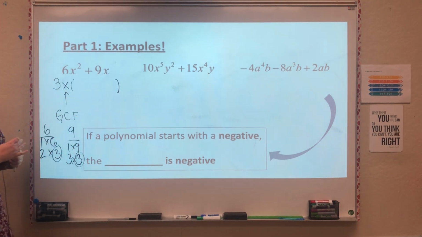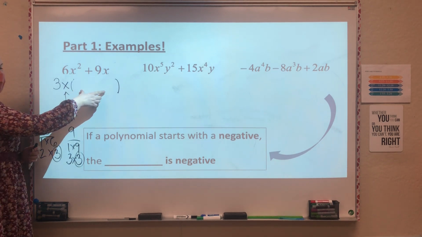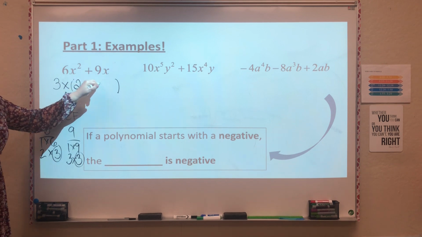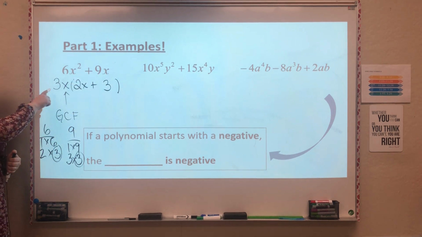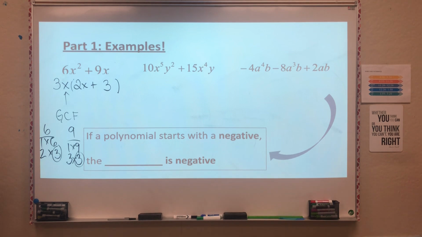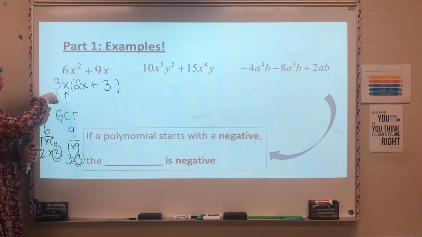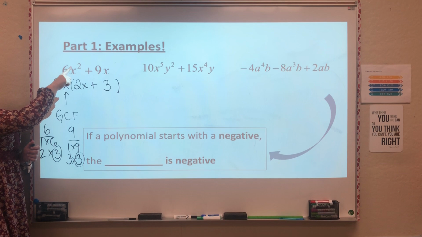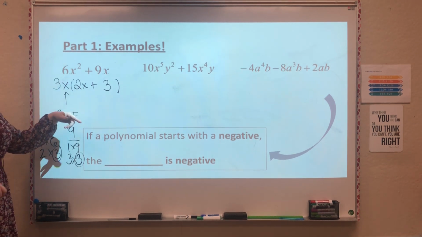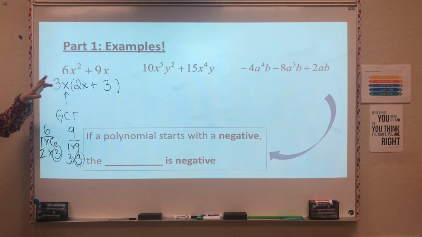For the last part, tell me what you're thinking for how we're going to figure out what goes inside. Well, it would be 2x plus 3. How did you figure that out? Because when you distribute 3x into those, you'd get 6x squared plus 9x. Yep. So one way you can think of it is thinking of like, what do I need to multiply this by to get 6x squared? So you could ask yourselves like 3 times what gives me 6? Well, I know 3 times 2. X times what gives me x squared? And do it like that.